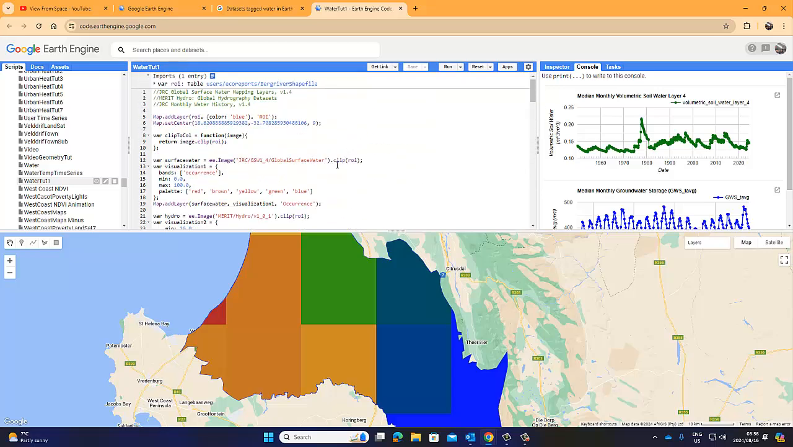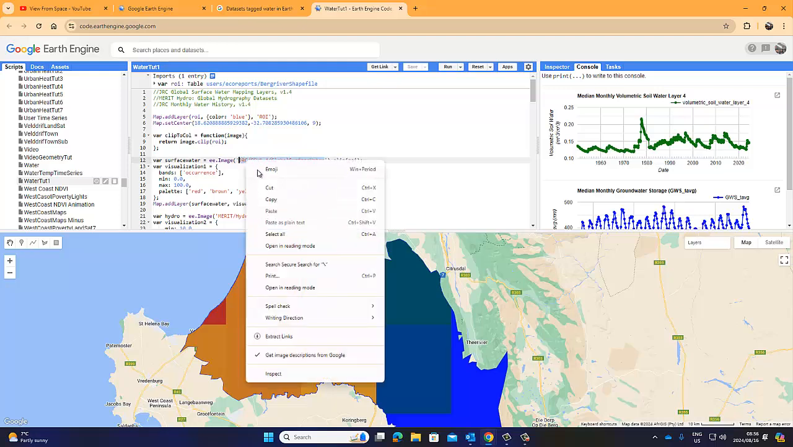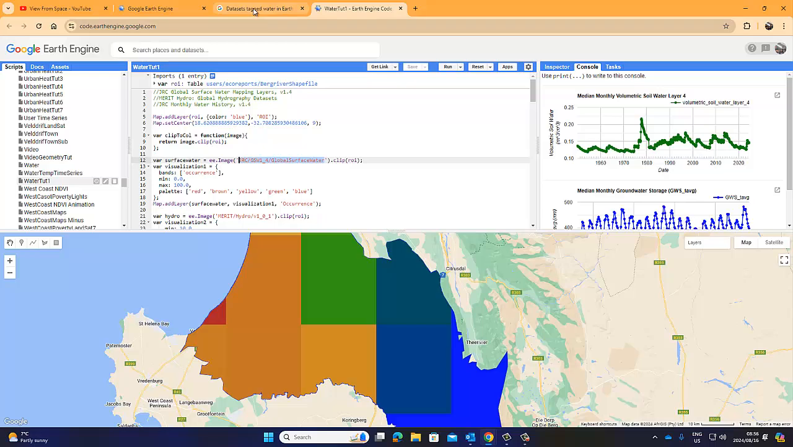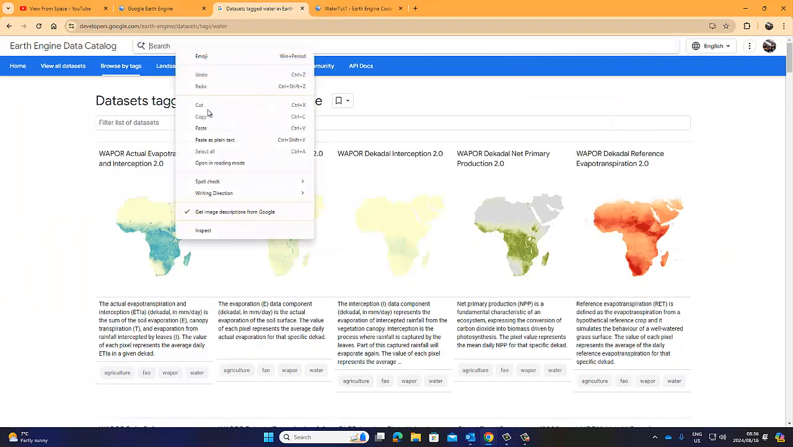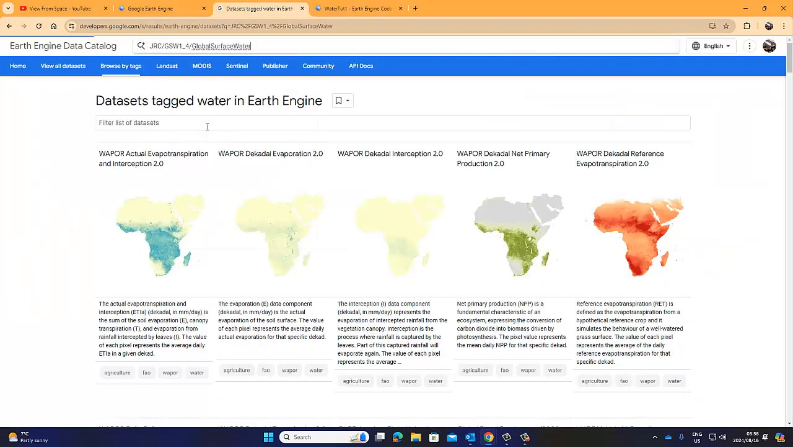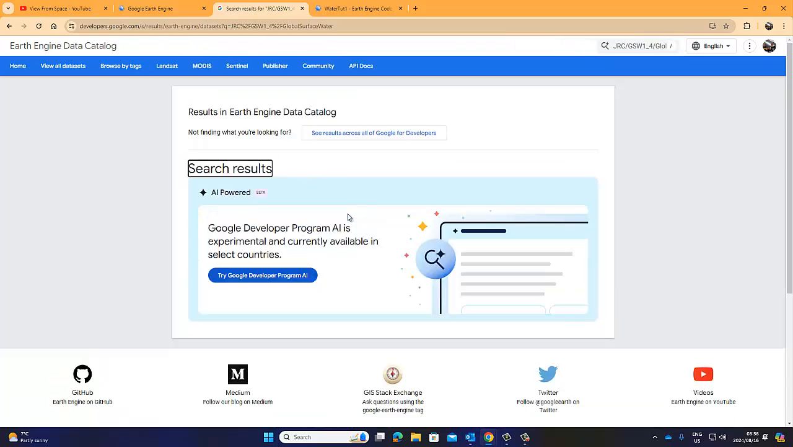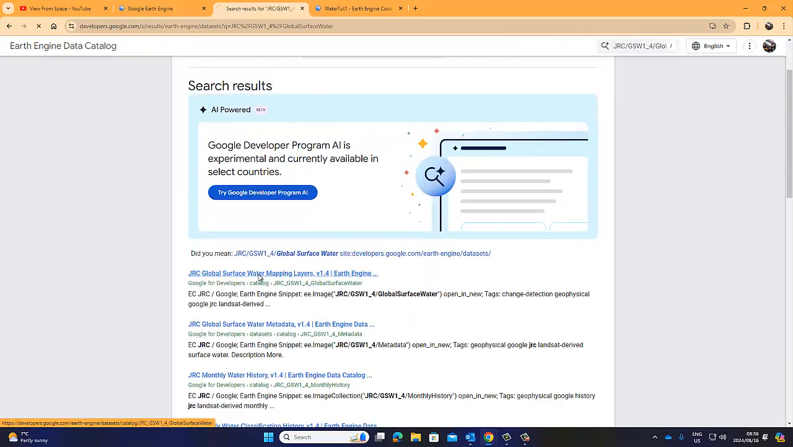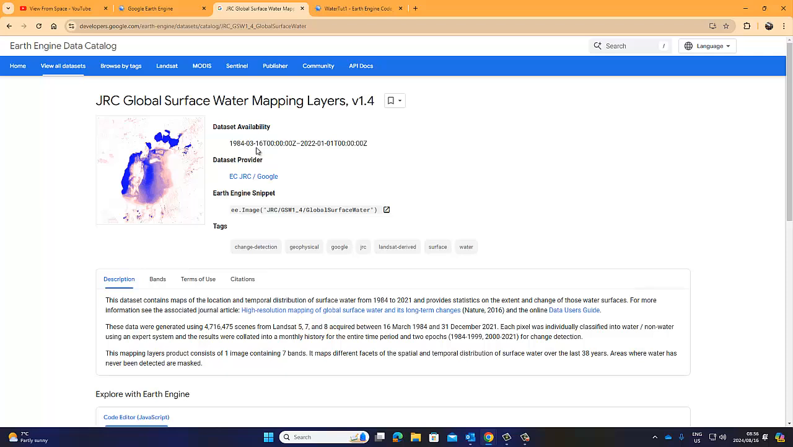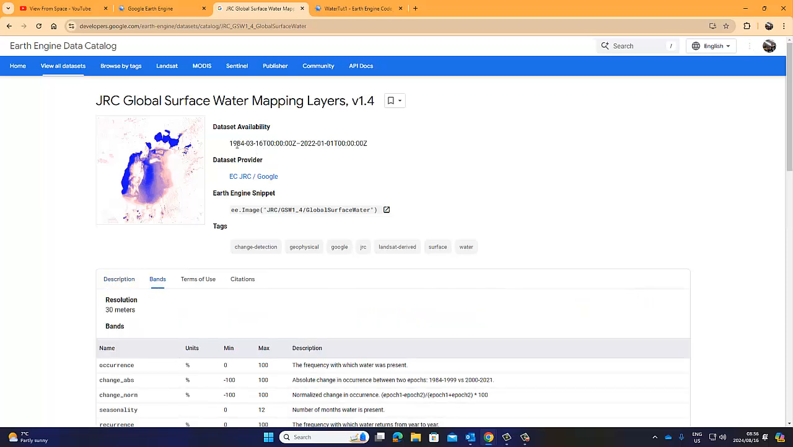Let's go through them. So this is the first one that I've identified. So let's have a look at it. I'm going to copy it, and then here I'm going to go into search and paste that in there. And it should give me the option to go to its landing page. Let's have a look and see. So this is the one from 1984 till 2022 January, well, end of 2021.